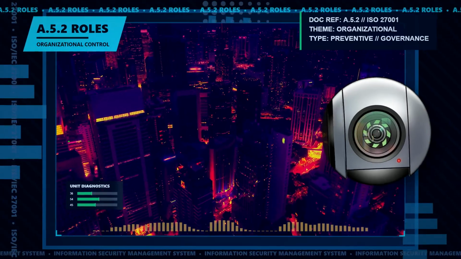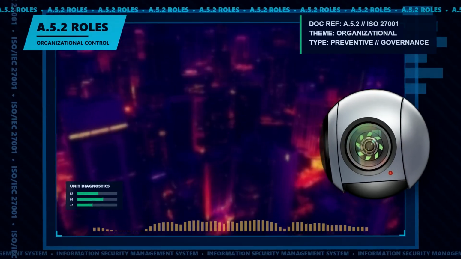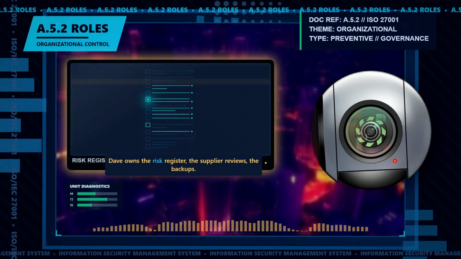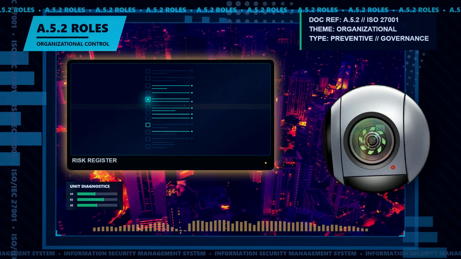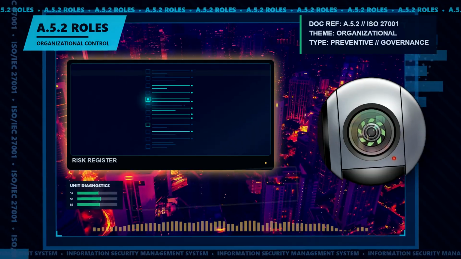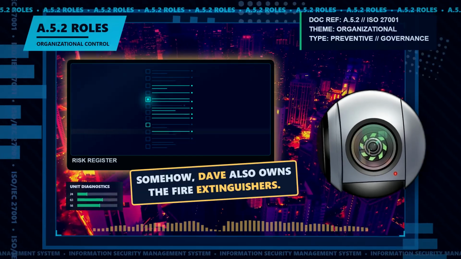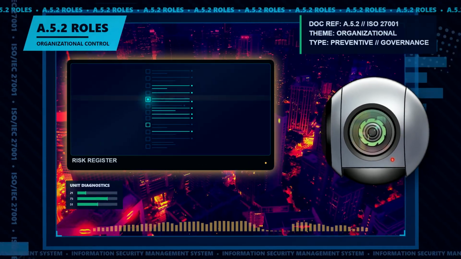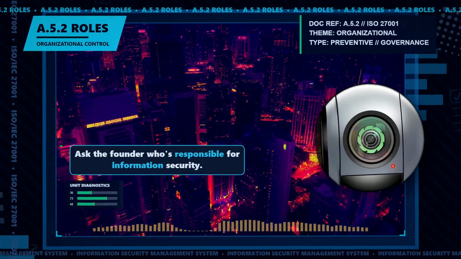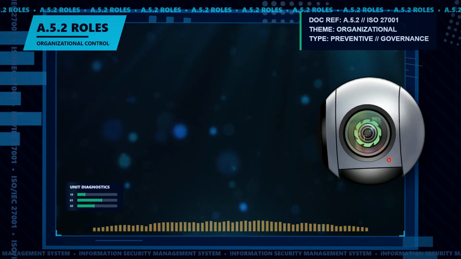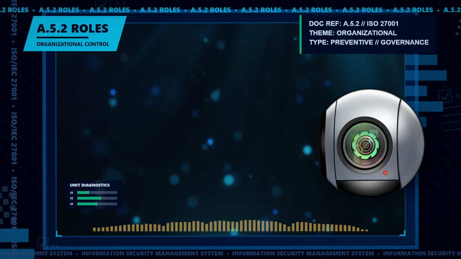Dave owns access reviews. Dave owns the incident response. Dave owns the risk register. Dave owns the supplier reviews, the backups, the laptop encryption, and somehow also the fire extinguishers. Dave is 12 people in a trench coat. And when you ask the founder who's responsible for information security, they say with real warmth, "Oh, everyone. It's a team effort."